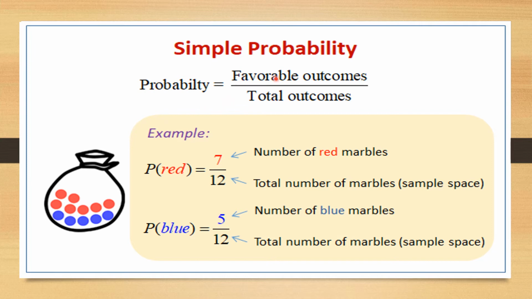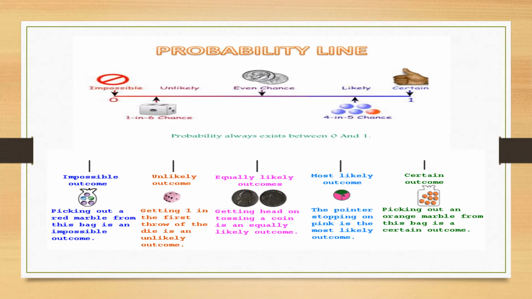Now what is simple probability? You know that probability is favorable outcomes divided by total outcomes. For example, take a bag in which there are a few red balls and a few blue balls. How do we get the probability of red balls? It is the number of favorable cases, that is the total red balls are 7, and the total balls are 12, so 7 divided by 12. Similarly, the probability of blue balls is 5 divided by 12.